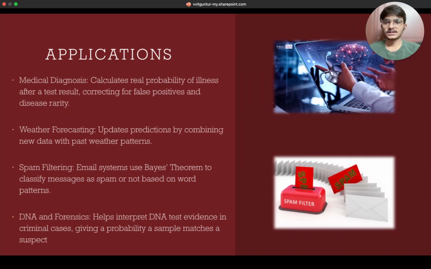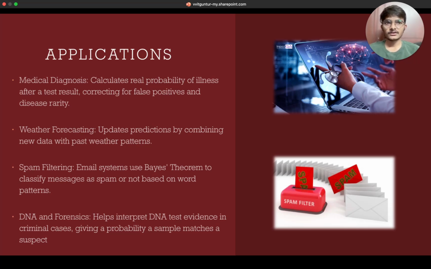Medical diagnosis. We use Bayes theorem to calculate real probabilities of illness after a test result. Just as we saw in the previous example, in the medical industry, we use the Bayes theorem to calculate the real probability of the person being really sick, correcting for false positives and disease rarity. And we also use this in weather forecasting, such as to update predictions by combining new data in comparison with the past data.